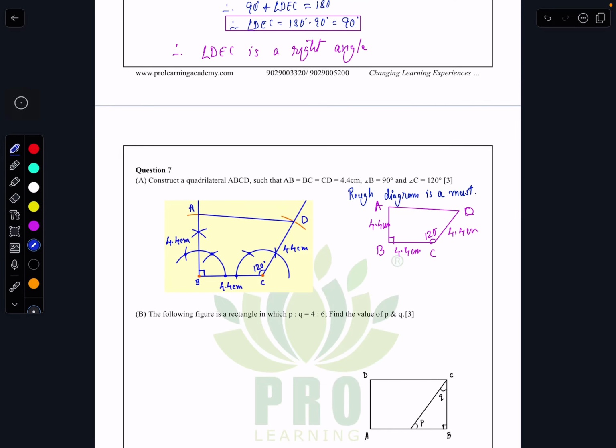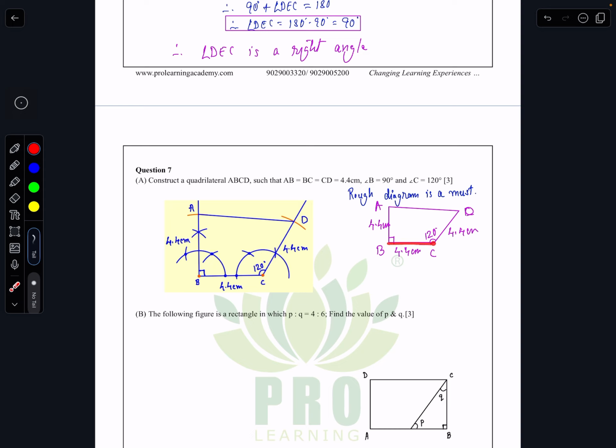We have this construction question. The question says construct a quadrilateral ABCD such that AB, BC, and CD are equal. Angle B is 90 degrees and angle C is 120 degrees. So we need to make a rough diagram. A rough diagram is a must.